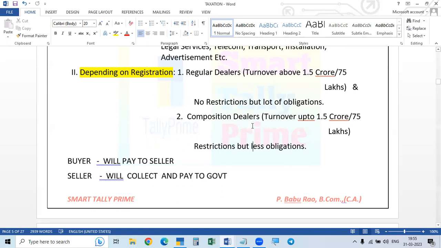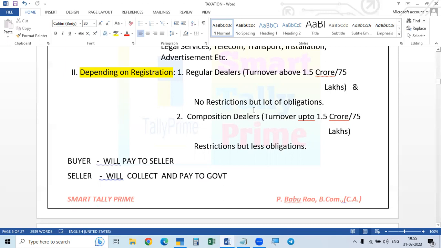But in the case of composition dealers, they cannot take input tax credit, and when they are selling the goods, they cannot collect the tax. When they are buying, they have to pay tax, because the other person is a regular dealer and may not be a composition dealer. So he will charge the tax and we pay to them, but we will not get it back. When they are selling also, no GST can be collected from the buyers.